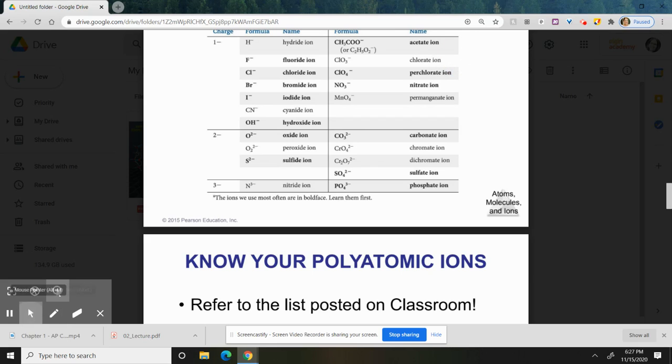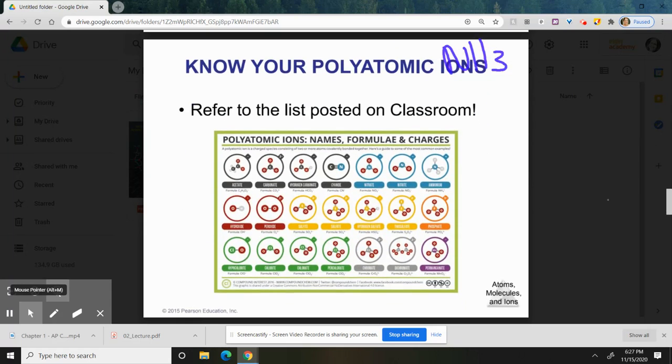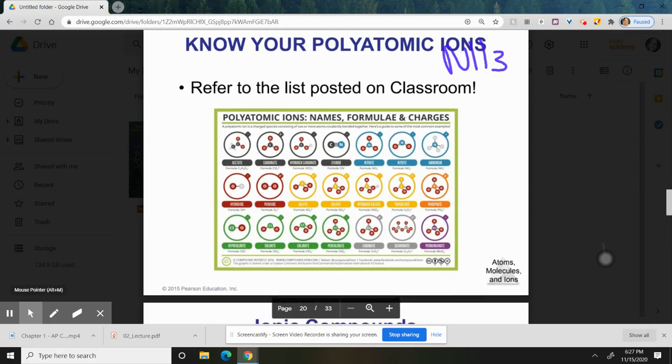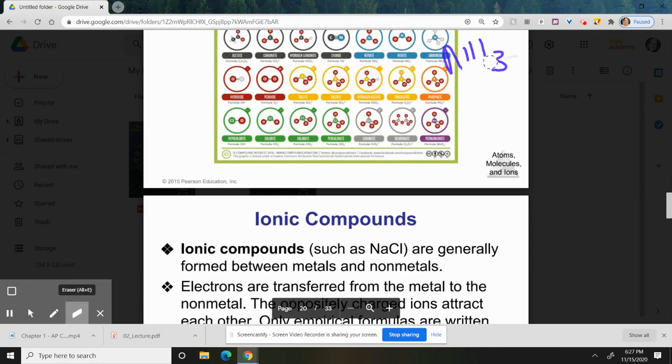Get this erased. So just what we said here. Know those polyatomic ions. Okay, I don't know why this extra does not want to get erased here.